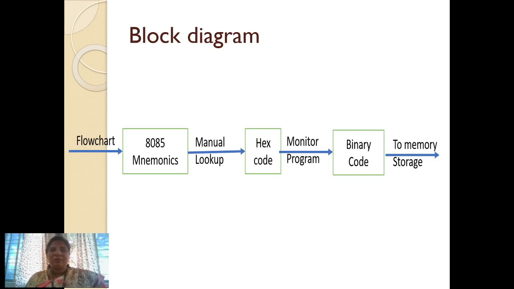Before going to the example, let's see the steps I just described in terms of a block diagram. You see the flowchart, which is converted into mnemonics, then by manual lookup each mnemonic is converted into hex code, and then the program is written in binary code, and this binary code will be sent to memory.